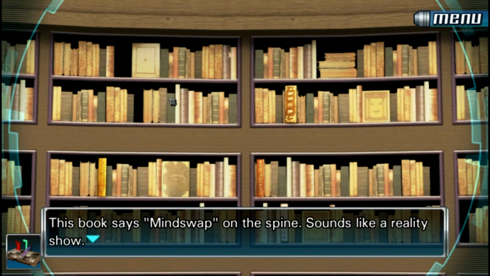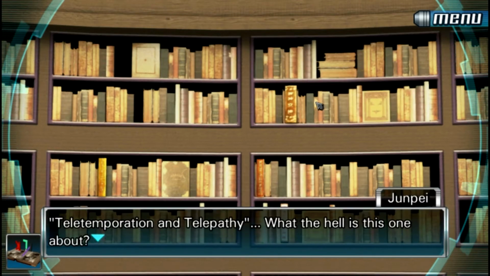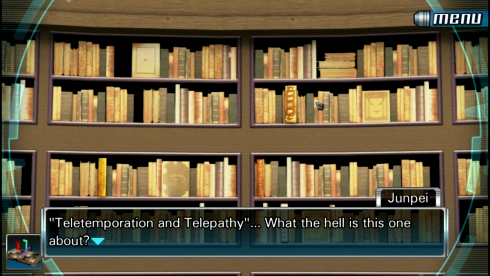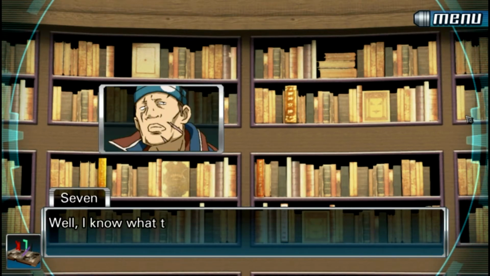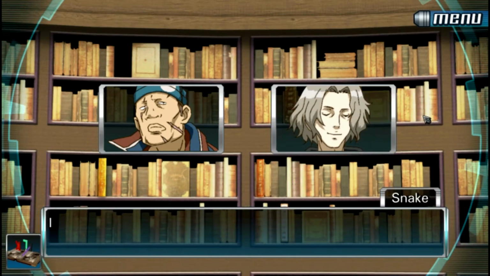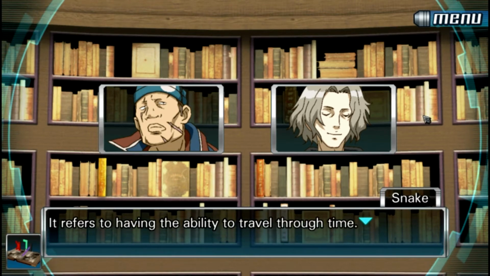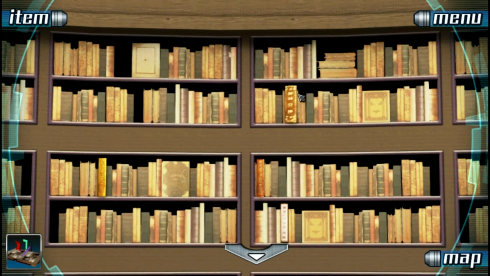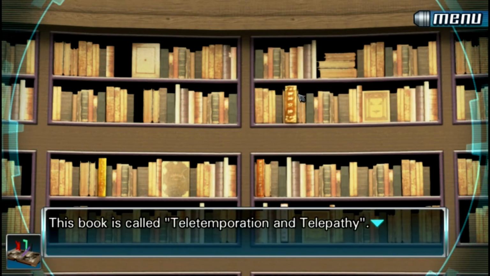This book says mind swap on the spine. Sounds like a reality show. Teletemporation and telepathy. Oh, telepathy. What the hell is this one about? Well, I know what telepathy is, but I've never heard of teletemporation. Yeah, me neither. It refers to having the ability to travel through time. Is that so? To travel through time, you say?